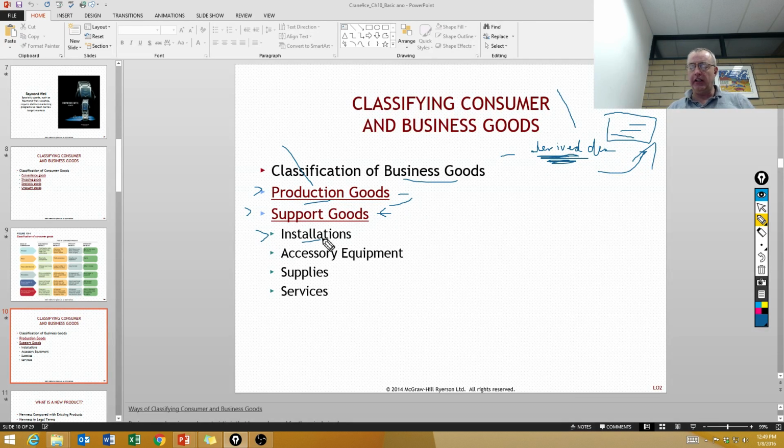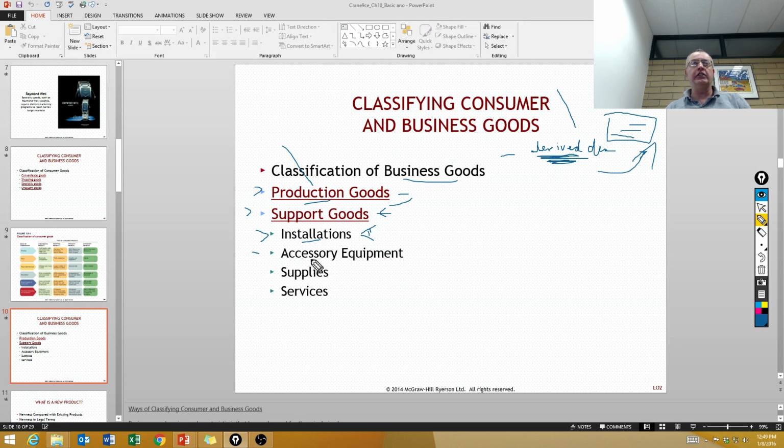Well, first is installations. Installations are things like buildings and machinery, so buildings and fixtures. If you're buying an industrial building, if you're a company wanting to expand your factory, you'll usually put that kind of contract out to tender in a competitive process. And the buyer deals directly with the construction company or the equipment manufacturers.